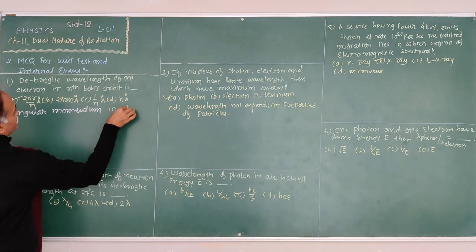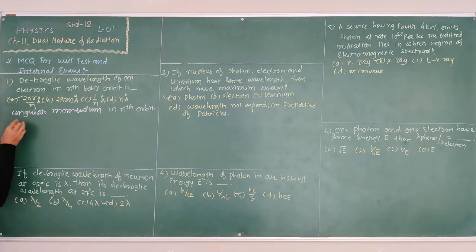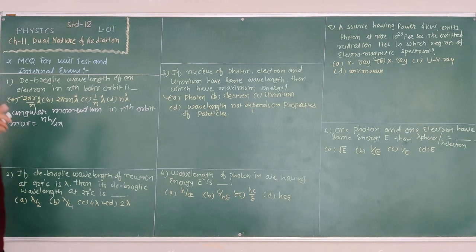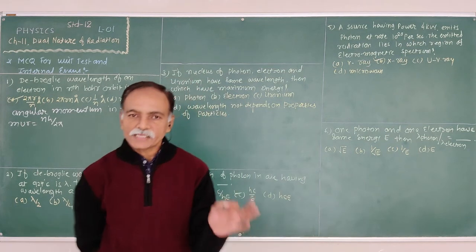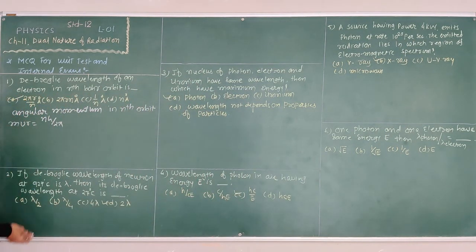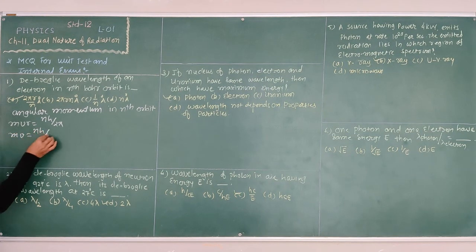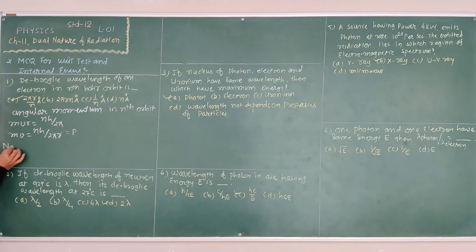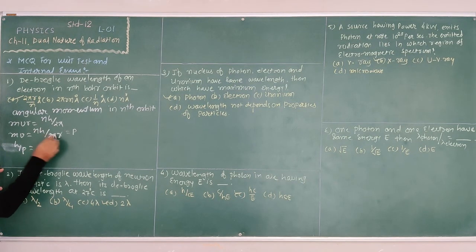in nth orbit is mvr equal to nh upon 2 pi. Now the de Broglie wavelength lambda is equal to h upon p. We are interested to first obtain the momentum of an electron. Therefore, mv is equal to nh upon 2 pi r, which is the momentum p. Now the de Broglie wavelength, in other words, h upon p, is equal to 2 pi r upon n. 2 pi r upon n is the de Broglie wavelength, lambda.